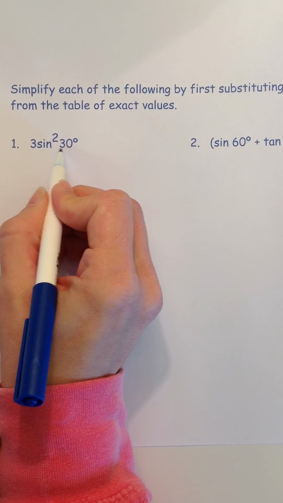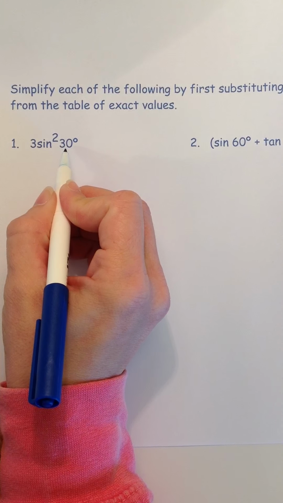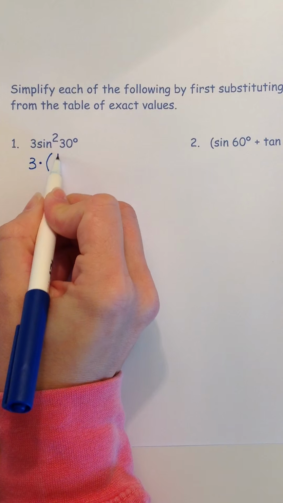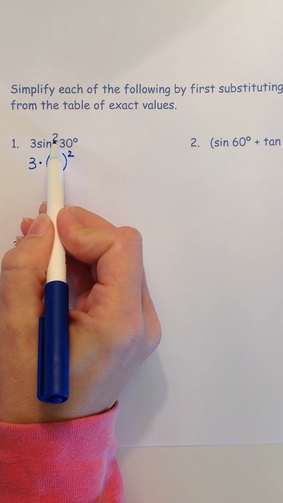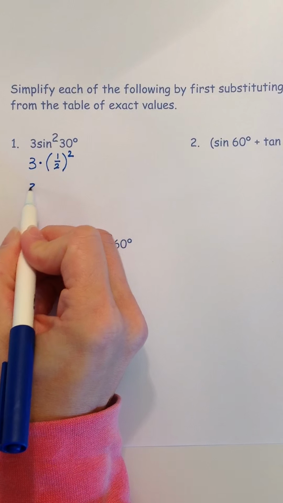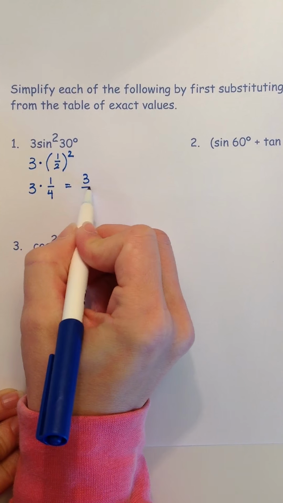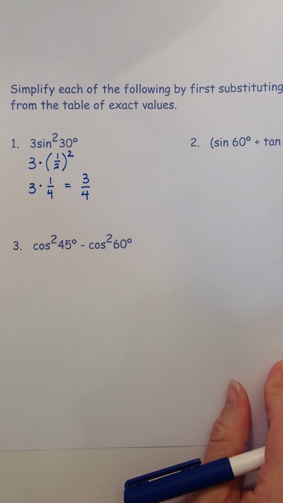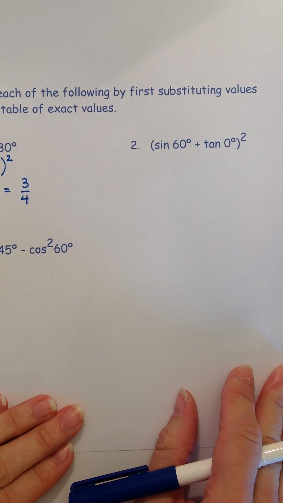So first of all, you need to look up sine 30 degrees. If you look back at your table, sine 30 degrees is 1/2. So you would have 3 times 1/2 squared. So this means to take your value and square it. Okay, now just use order of operations. So this would be 3 times 1/4, and of course 3 times 1/4 is 3/4. So there's your answer to that one. This is just getting you used to using your values, as that is the purpose of these problems. All right, second problem.